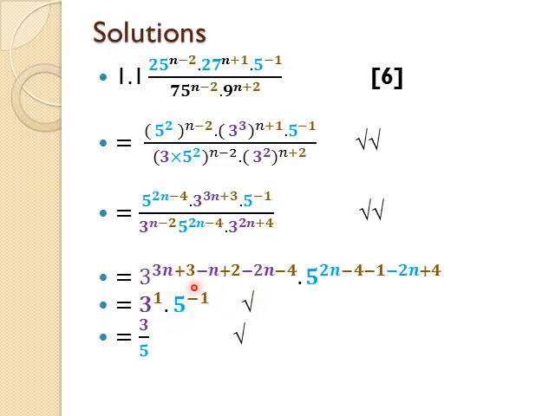Alright, and we're not allowed to have a negative exponent in our final answer. So 3 stays on top and 5 to the negative 1 I take to the bottom, and it becomes 5 to the power 1. Right, so 1 mark there for simplification and 1 mark for writing as positive exponents make up your 6 marks. Right, let's look at the second.